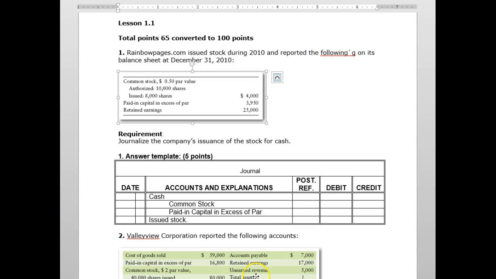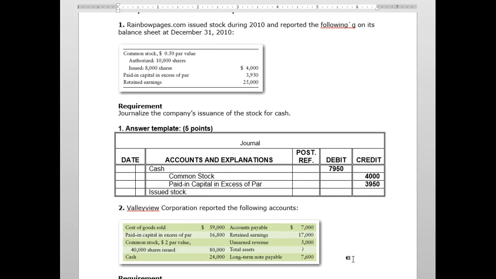So when we record this, when they actually give us the cash, we would have to record that full amount of $7,950 and separate out the distinctions between par value and what was paid in excess of par. So that would be $4,000 for the common stock and $3,950 for what was paid in above that.